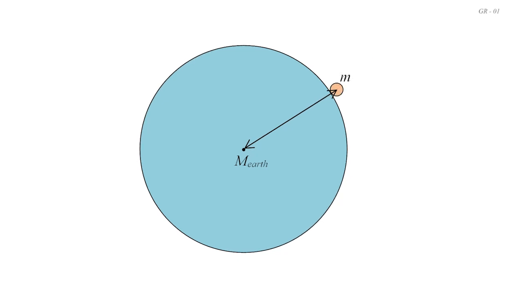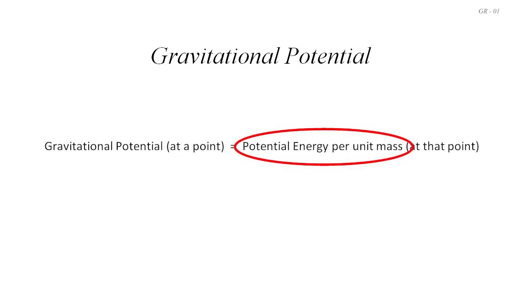This small mass positioned here on the surface of the Earth has less potential energy than the same mass positioned here. And in order to quantify this, it's usual to introduce the idea of the gravitational potential at different places within a gravitational field. Every point in space will have a value of this gravitational potential, and it will be equal to the potential energy per unit mass of an object placed at that point. Gravitational potential at a point equals the potential energy per unit mass at that point.